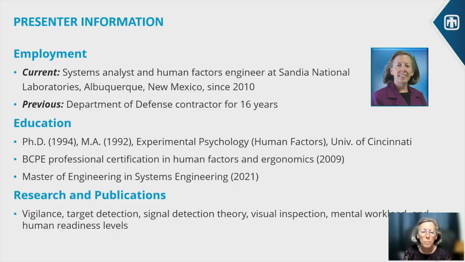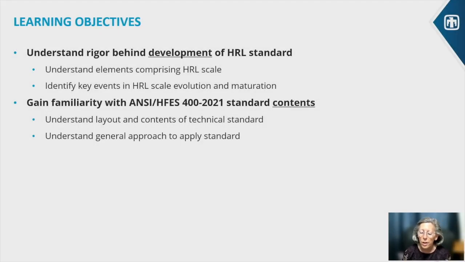So the purpose of this section is to understand the rigor behind the development of the HRL standard. That means understanding the elements that make up the HRL scale and identifying key events that occurred throughout the evolution and maturation of the scale. The second part is to gain familiarity with the contents of the standard itself, so that you can understand the layout and the contents, and then understand the general approach to apply the standard. So two main sections: development and contents.